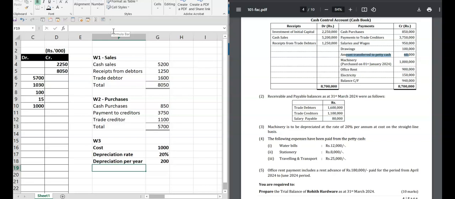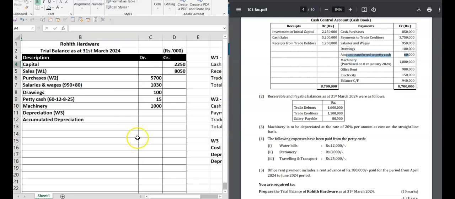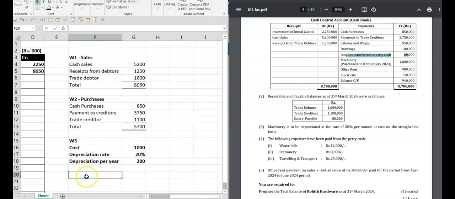This is 200 per year, but actually this machine was purchased on 1st January 2024, and the trial balance you are preparing is for 31st March 2024. So 1st January 2024 to 31st March 2024, how many months? There are 3 months. So this depreciation you have calculated is for 1 year, but actually the expenses are for only 3 months.